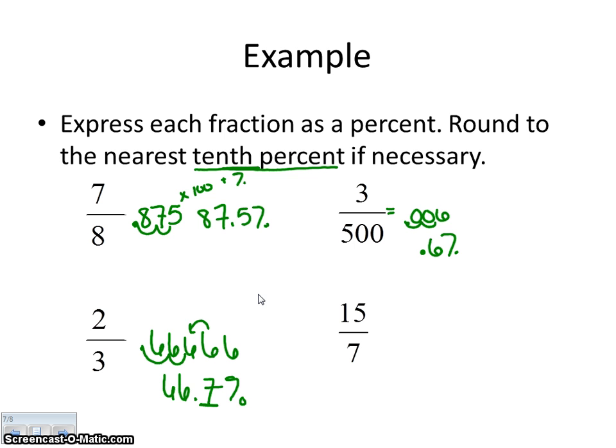All right, and then we've got 15 over 7, and if you divide 15 over 7 in your calculator, you get 2.14285. Yeah, that's right. So when you write it as your percent, you're going to move your decimal 1, 2, and you're going to round to the nearest 10th. So I have to look at that one to see if I'm going to round up or round down. And that's 214.3%.